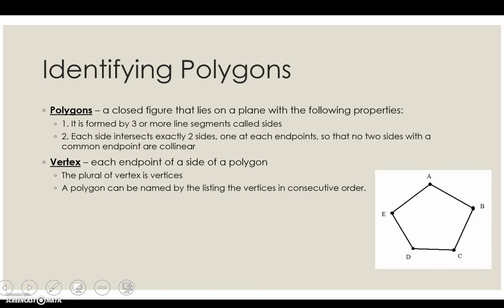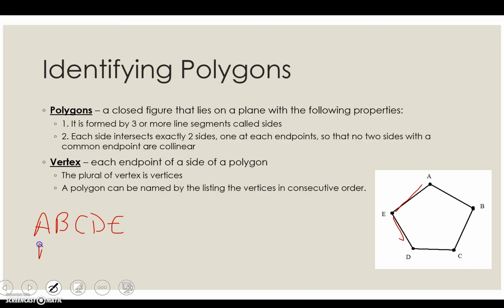Okay, so just looking at the polygon on the right here. Again, we have to have 3 or more sides because 2 sides cannot be closed, so we can see that we have no openings here. And then each side intersects exactly 2, so what that means is we only have 2, 1 and 2, coming in at each vertex. So the way I'm going to name this would be something like A, B, C, D, E. So this is polygon A, B, C, D, E.